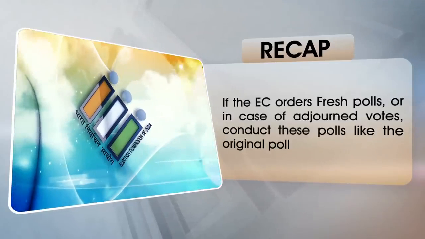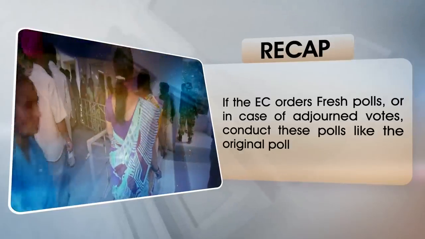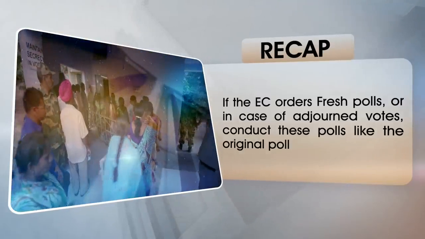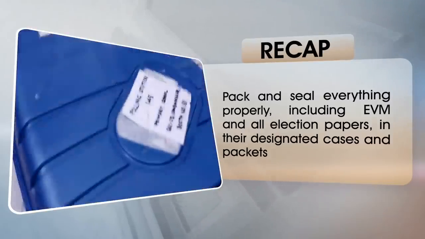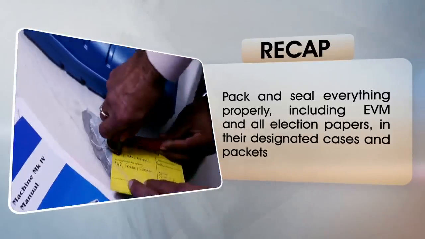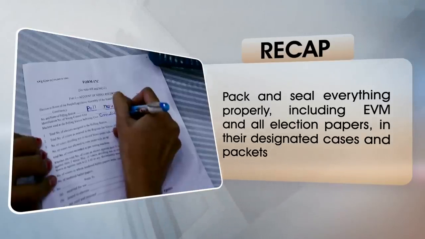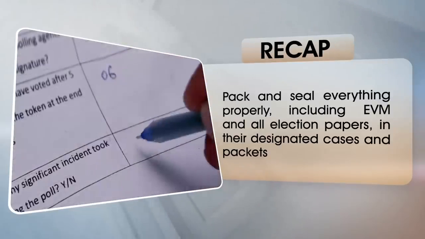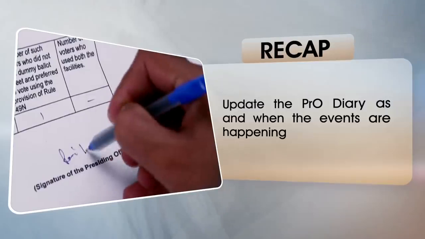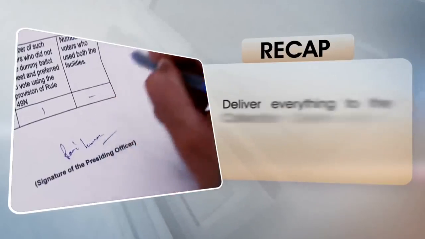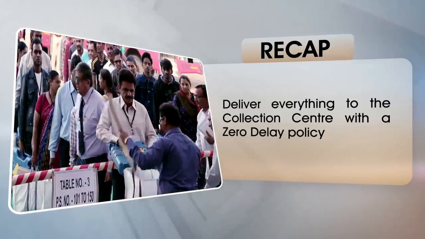If the EC orders fresh polls, or in case of adjourned votes, conduct these polls like the original poll. Pack and seal everything properly, including EVM and all election papers in their designated cases and packets. Update the PRO diary as and when the events are happening. Deliver everything to the collection center with the zero delay policy.